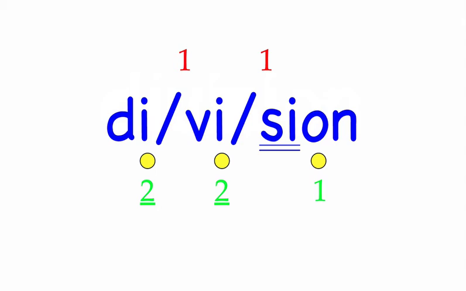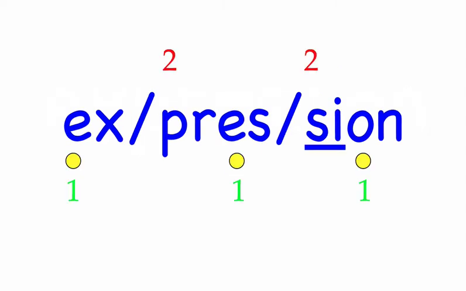Expression. Expression. The expression on his face said it all. Expression. Ex, two sounds: e, x. Press, four sounds: p, r, e, s. Tion, three sounds: sh, a, n. Expression. Mark the word.